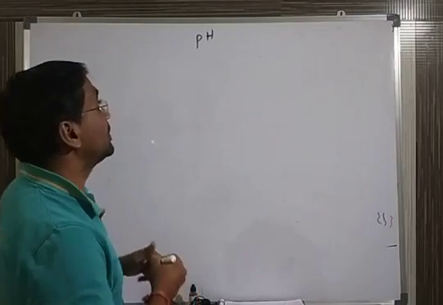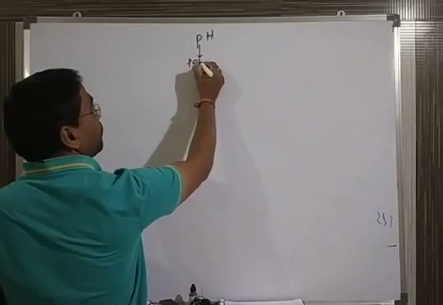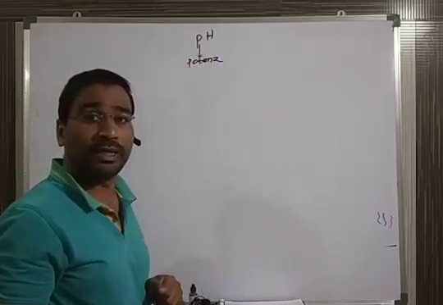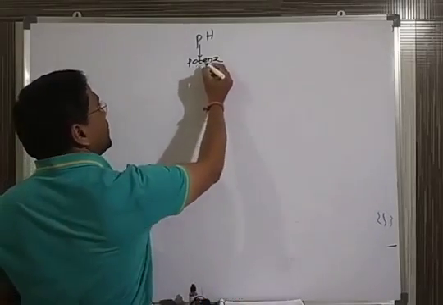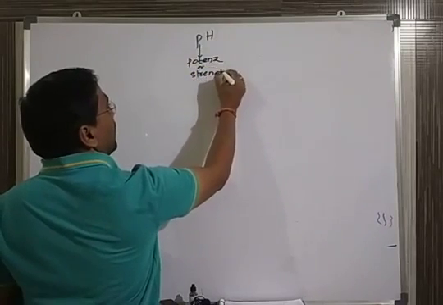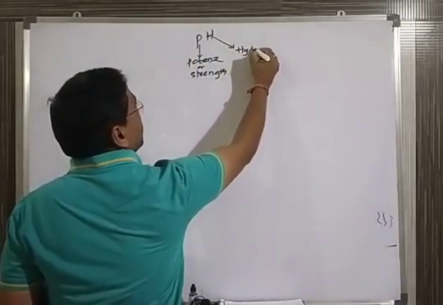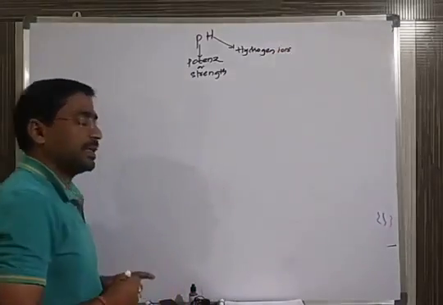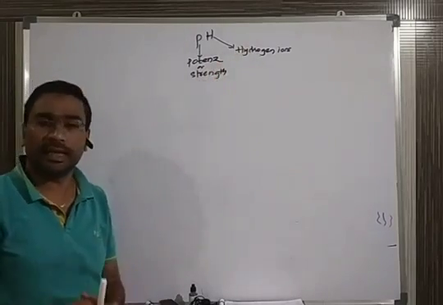Okay. So, what is this P in the pH? What does P stand for? P stands for potence. What is the meaning of potence, children? It's nothing but strength. And here, H, what is that? H stands for hydrogen ions. Indirectly we can say pH stands for the strength of hydrogen ions.